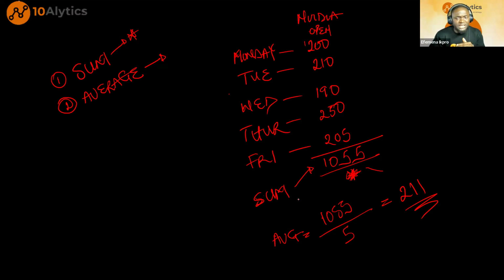But if you say the total price for last week was 1,055, what does that mean? What does 1,055 mean? It really doesn't tell you anything. The sum of stock prices really doesn't tell you anything. But when you do an average, now I know that last week was 211. I can compare week on week and start to do my analysis. So that's why we're going to be working with average.